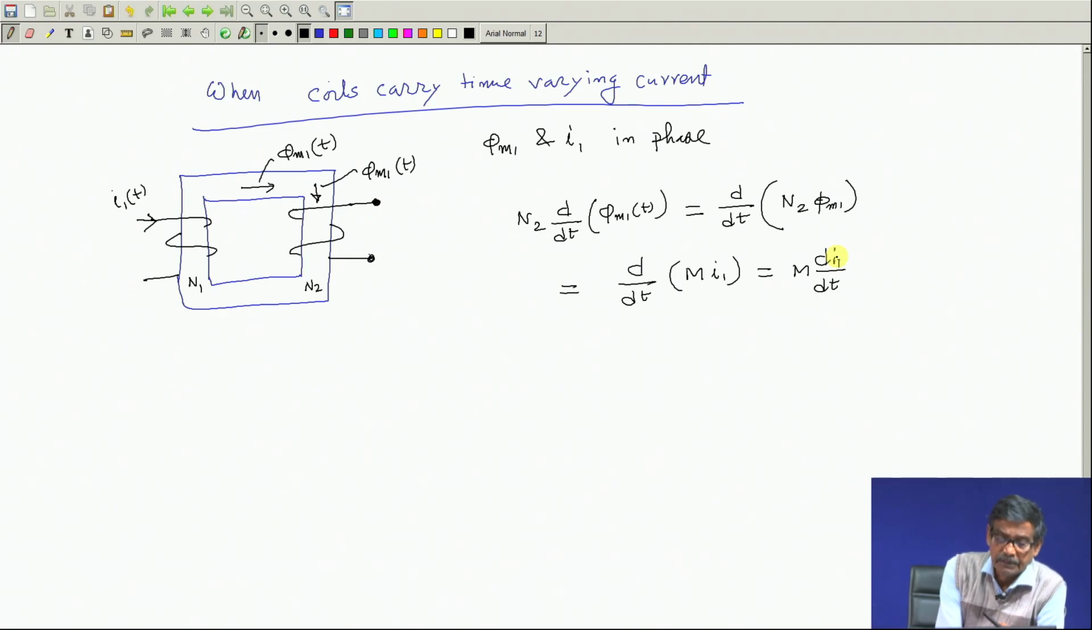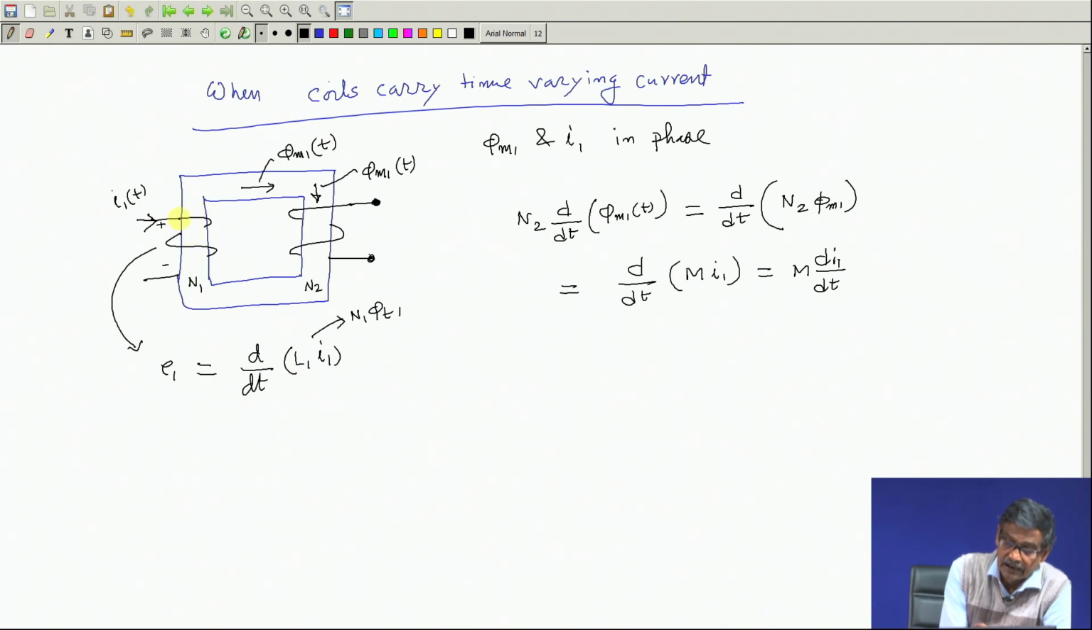Got the point? Therefore, if there is a time varying current in the first coil, we immediately come to know that between these 2 points there has to be an induced voltage. So, also there will be an induced voltage between these 2 points. How much will be the value of this voltage? If I call it E 1, the induced voltage will be d dt, now I am writing in one stroke, of N 1 phi T 1. If it is phi T 1, it must be L 1 I 1. Mind you, this is N 1 into phi T 1 for self inductance. Total flux linkage, how it is varying across these 2 points, that will be this one, and this L 1 being constant, it is L 1 d I 1 dt.